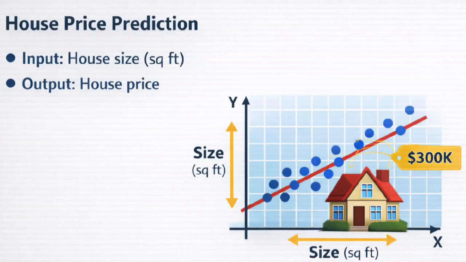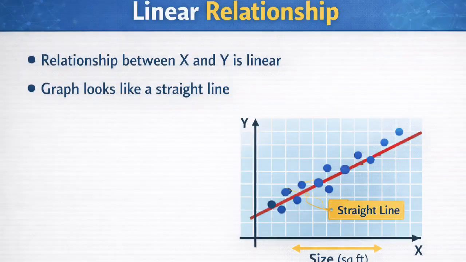Let's take a simple real-world example. House price prediction. If we know the size of a house, we want to predict its price. Linear regression helps us find the relationship between size and price. In linear regression, we assume that the relationship between input and output is linear. When we plot the data points on a graph, they roughly form a straight line.